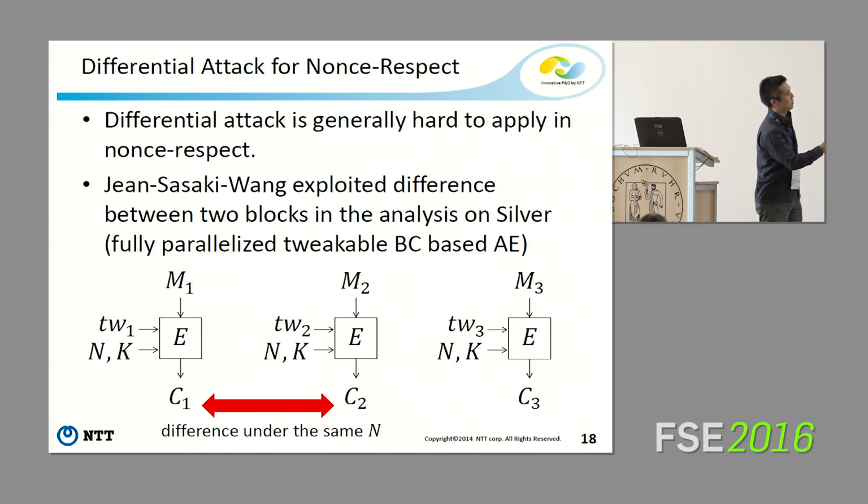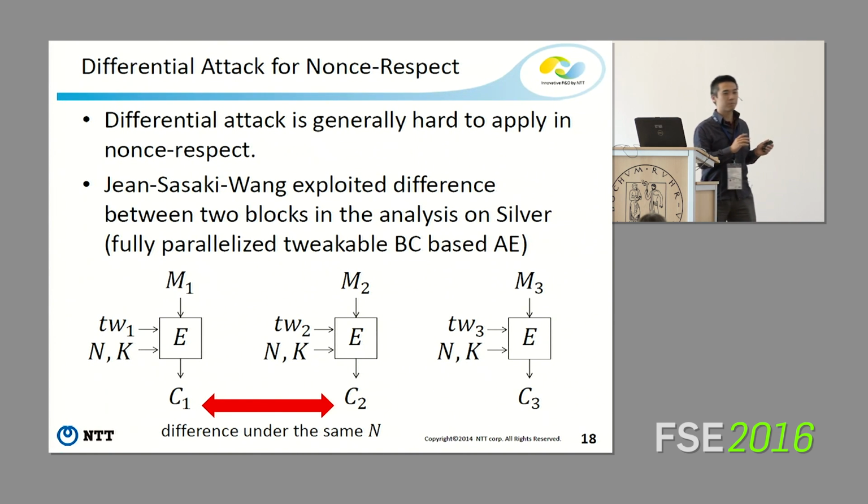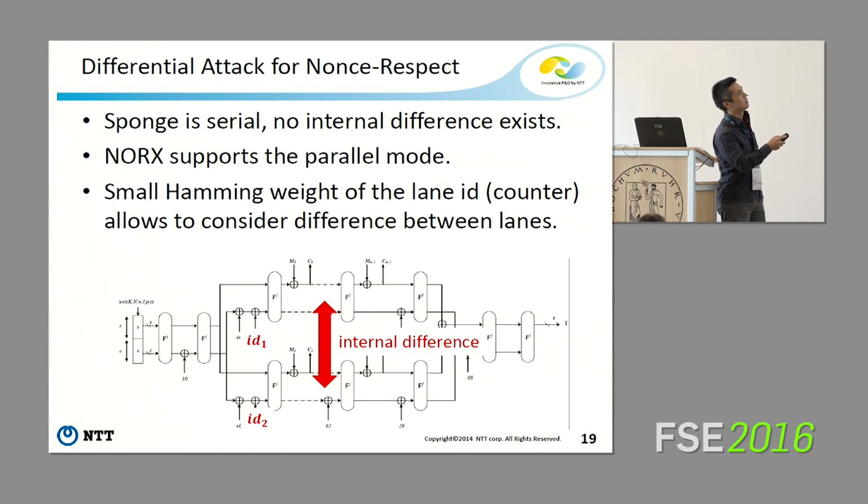So for this, we just use a single query with the same nonce, of course, and then try to exploit the difference in different blocks. So we wanted to apply this idea to NORX. However, sponge is serial, so no internal difference exists. But the good thing is NORX supports the parallel mode.